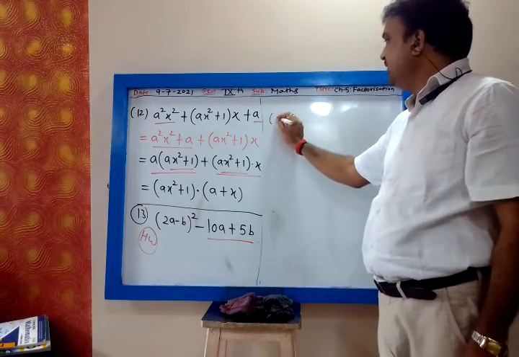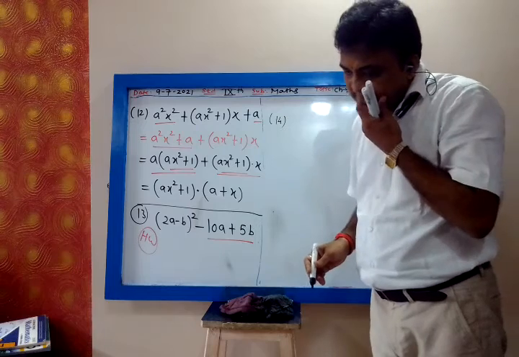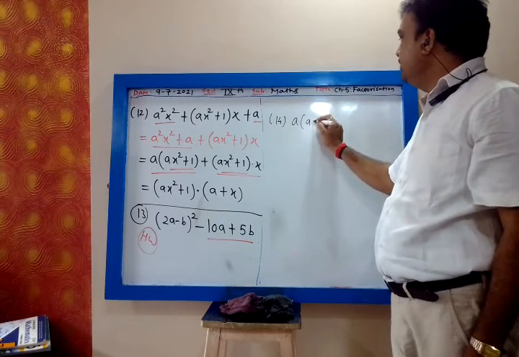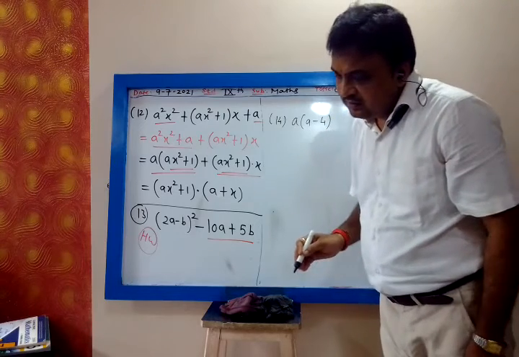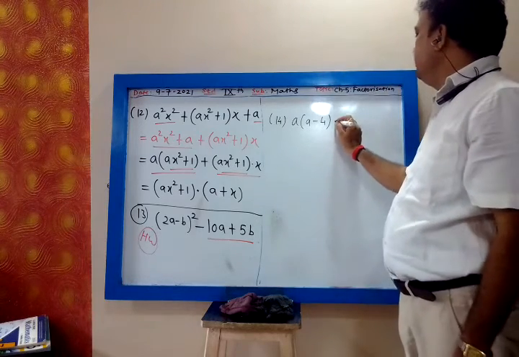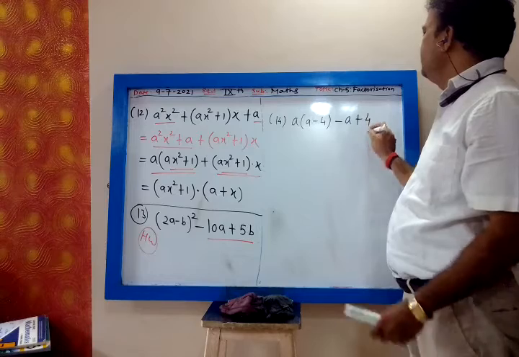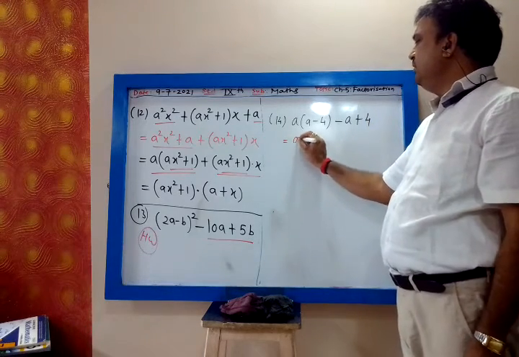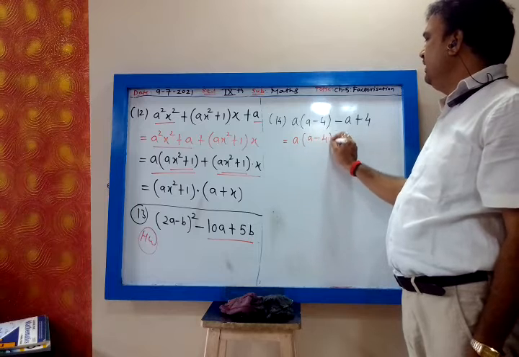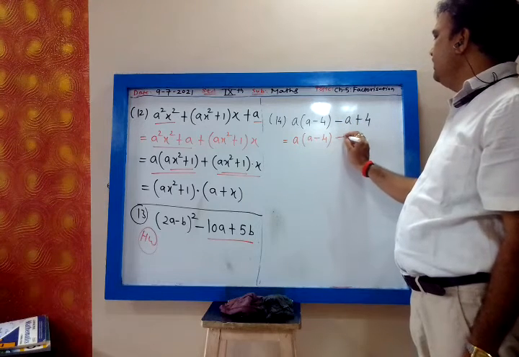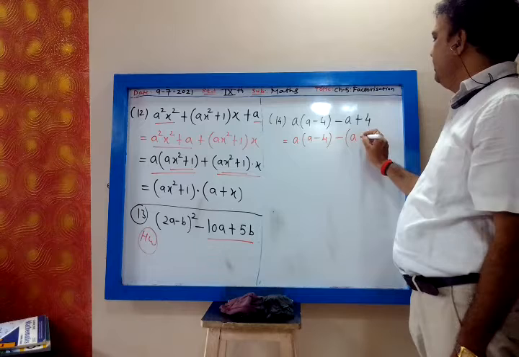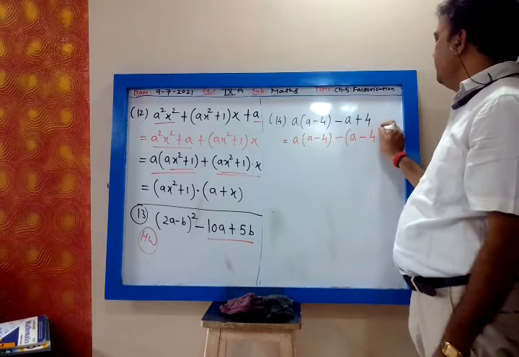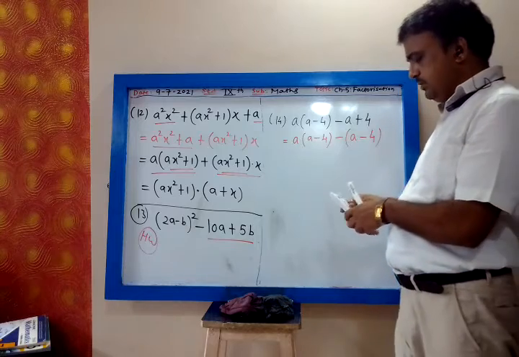13 we have done, now 14. a into (a minus 4) minus a plus 4. So what can you write? I can write a into (a minus 4), then minus and plus, I can take minus common. What is left in the bracket? a. When I take minus common outside, the sign inside will change: minus 4. Now what is common in them? a minus 4.